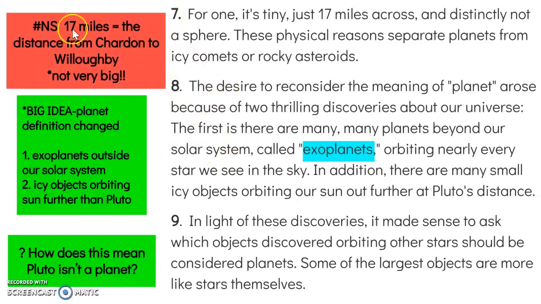Okay, so when I wrote this, my annotation looks like this. Hashtag NS, the number is 17 miles, equal to the distance from Chardon to Willoughby. And what does that mean to me? Well, it's a lot smaller than I would picture. You know, if we're talking about a planet or the possibility of these things floating around in space being planets, that's not very big.